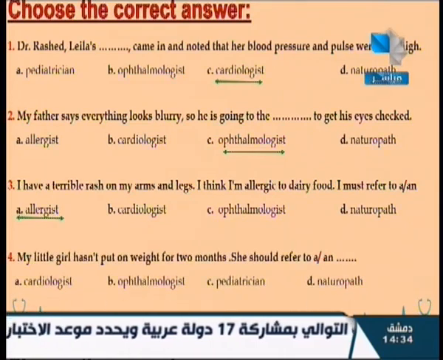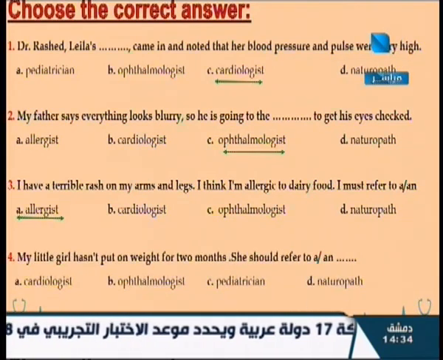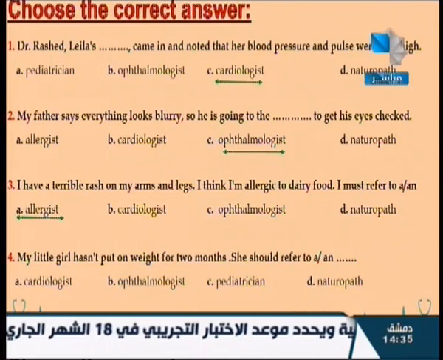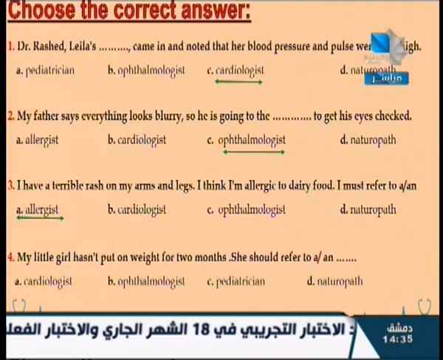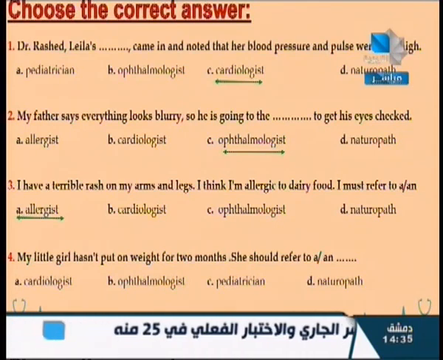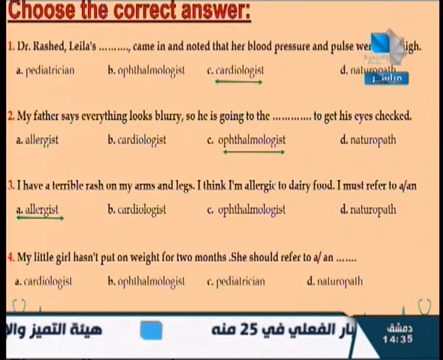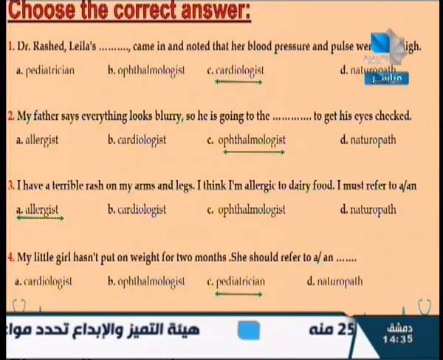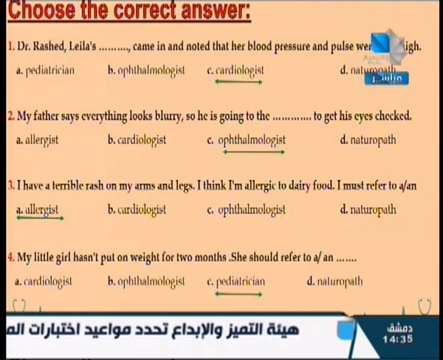My little girl hasn't put on weight for 2 months. She should refer to A or N, it depends. Cardiologist, ophthalmologist, pediatrician, or naturopath. Of course, we are talking about children, little girl, so the doctor should be pediatrician. Good. Thank you.